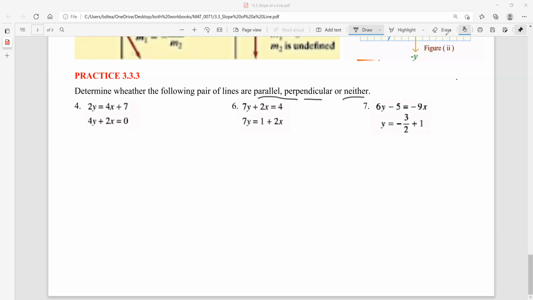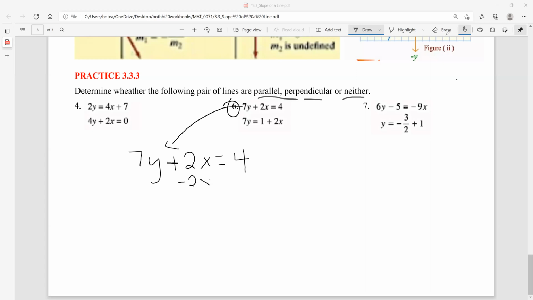Okay, let's look at number 6. Directions are the same. Determine whether the lines are parallel, perpendicular, or neither. Again, you're just looking at the slope. I'm going to use the space here. This is 7y plus 2x equals 4. Solving for y, because we're trying to get it in this y equals mx plus b form, so we can just look at it and identify the slope.